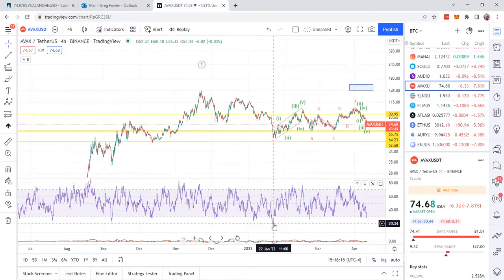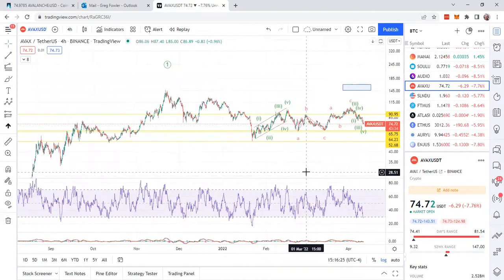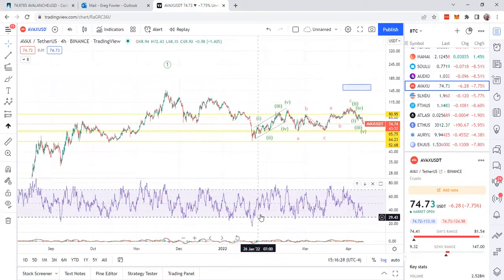You know what? AVAX low might be in, guys. What was that? 52? Yeah, AVAX low might be in. It could be in. It came down and made no divergence. This is what you want to see.